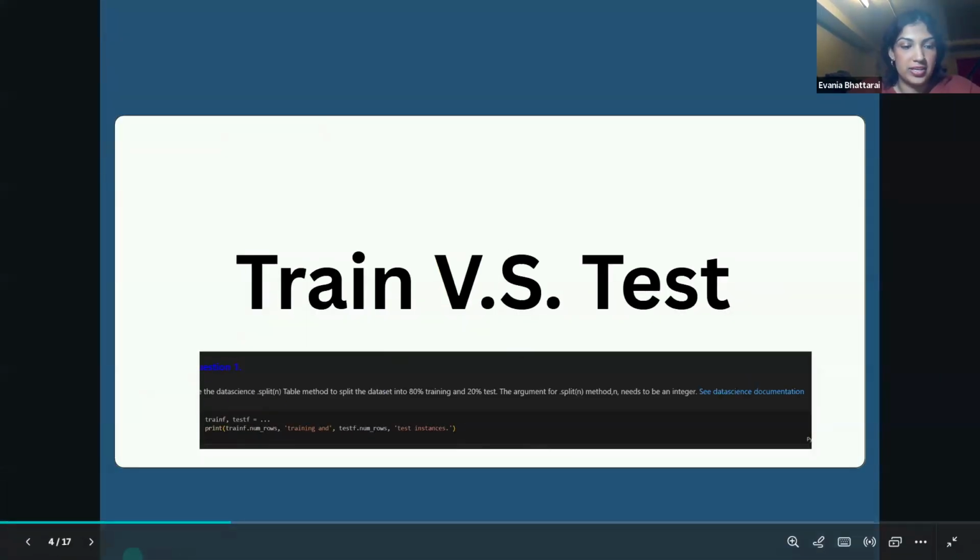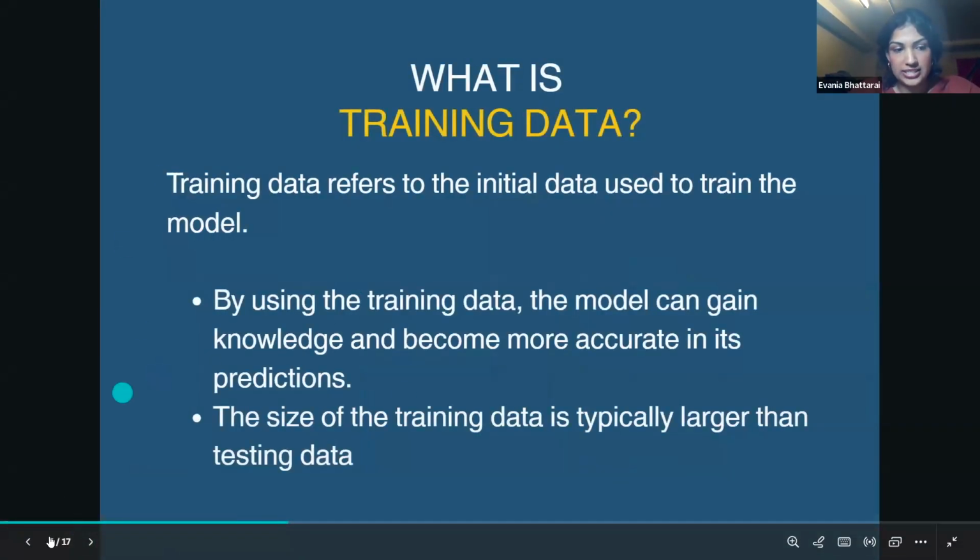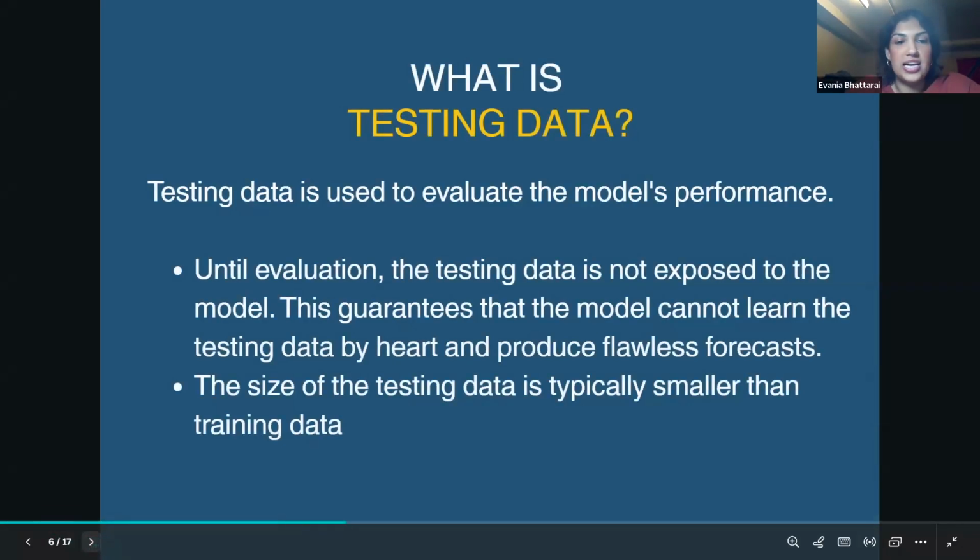So let me go back. Yeah, so this is training data. And then what is testing data? Testing data is used to evaluate the model's performance.